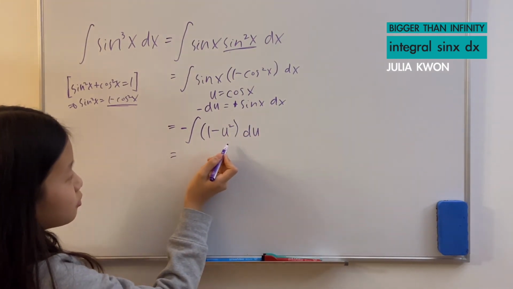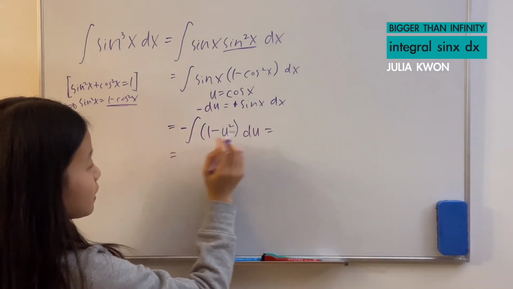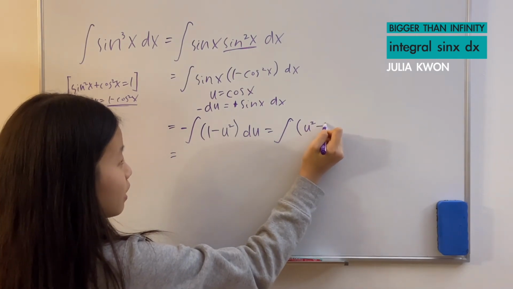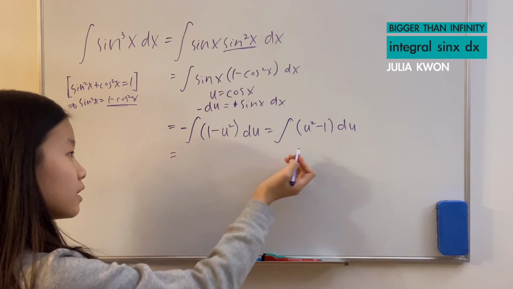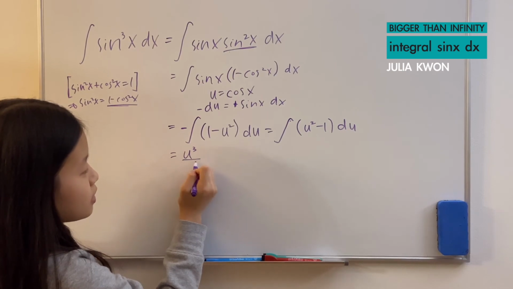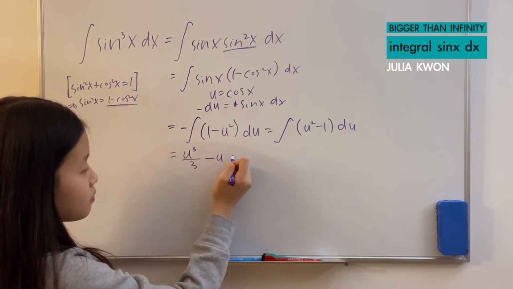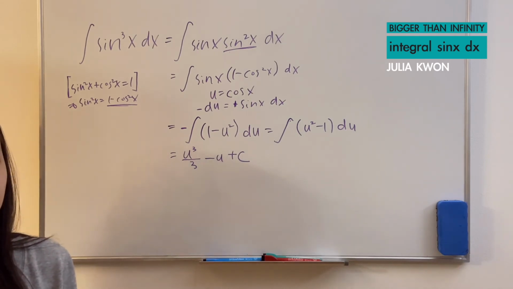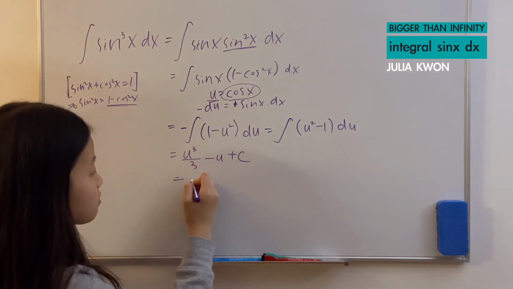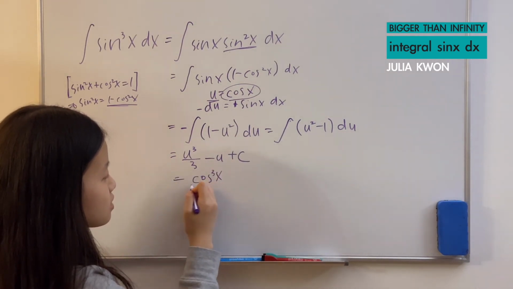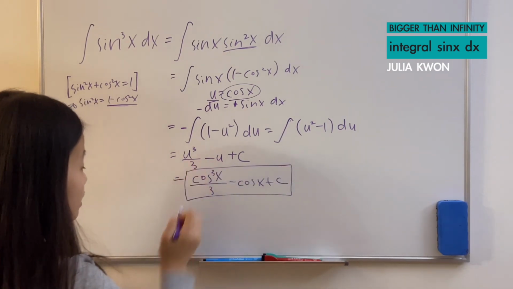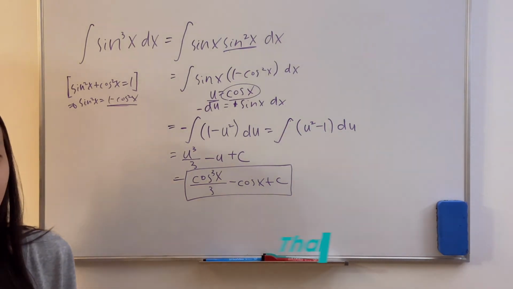Now we can take the integral, but before we do that, I'm just going to multiply the negative. So we would have the integral of u squared minus 1 du. If we take the integral of u squared, then we have u to the power of 3 over 3 minus u plus the constant, and we're going to finally substitute the u back, which is cosine x. That would give us cosine cubed x divided by 3 minus cosine x plus the constant. That's our answer for the integral of sine cubed x dx.